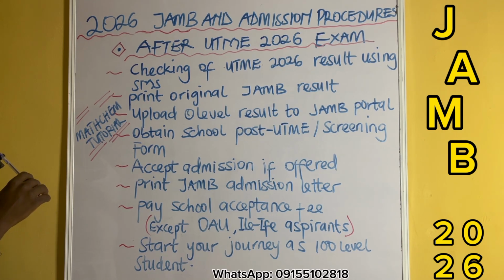Then the next thing for you is to accept admission, if you are offered admission. To accept admission, the procedure for 2025 has changed, and the procedure for 2025 will still be the same one they will use in 2026. So I will make a video of how you can accept admission, the new method, using your SIM card, using the SMS method. After you have accepted admission, the next thing is to print your JAMB admission letter. You can do the JAMB admission letter yourself, and I'll make a video for you of how you can print it.